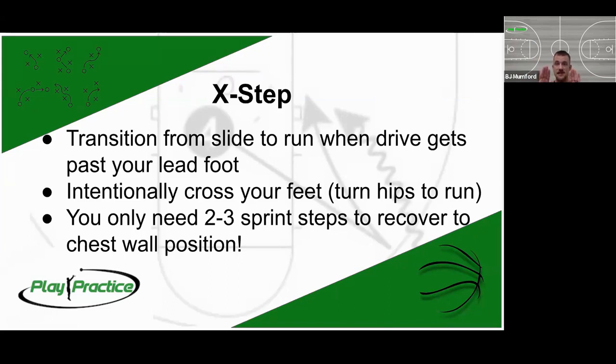If you think about sliding on our court, we have some nice grid tiles and we can go about 3 tiles with a slide step. We can go about 6 tiles with a running stride step. And so we're doubling our effectiveness of each step by turning and running. And we usually only need to stay there for 2 or 3 sprinting steps to recover back to what we call chest wall position, where we're putting our chest between the player and the basket.